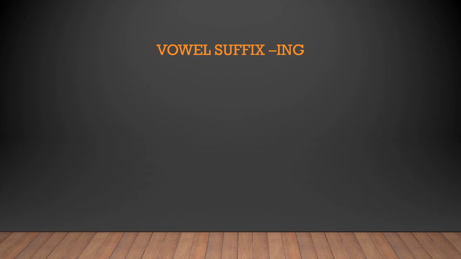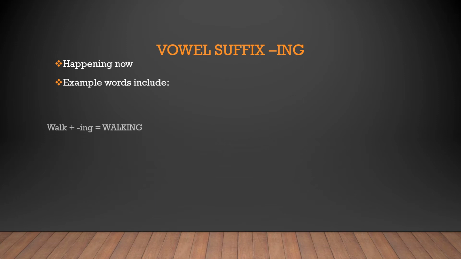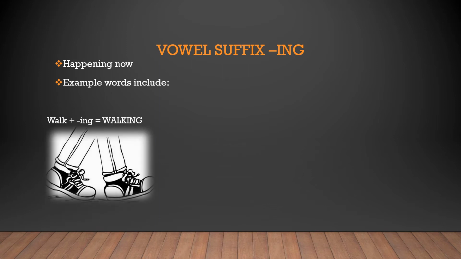Next, we have vowel suffix ing. If you notice, this one is a vowel suffix ing because it begins with the letter I, which we all know is a vowel. Vowel suffix ing means happening right now. Example words include walk. Base word walk plus vowel suffix ing equals walking, like what you might be doing on a normal day on your way to school.